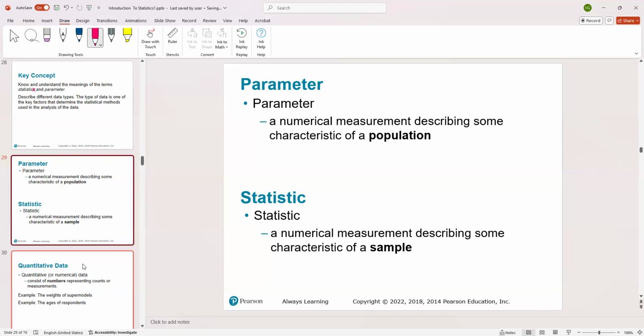As we said, we may have more than one statistic. We may have more than one piece of data collected from a sample. So in this case, we would call them statistics, and we would add the S. Very important to review this.